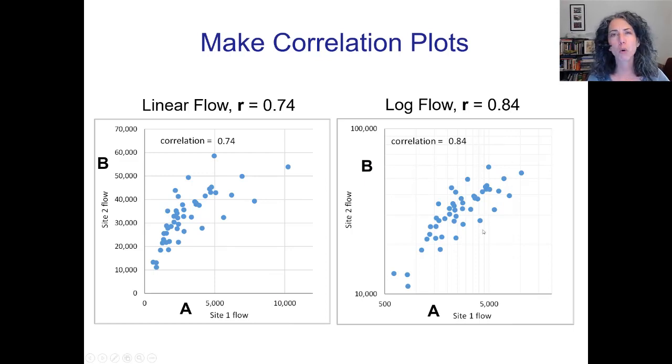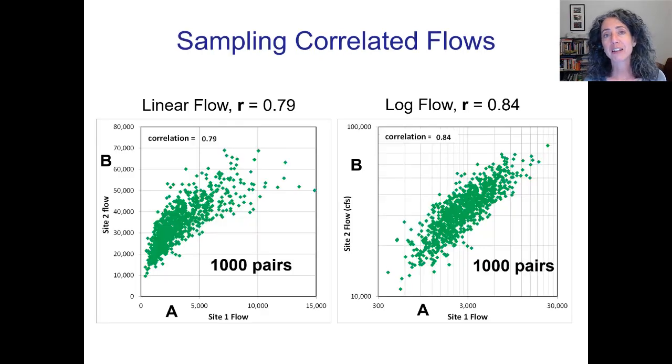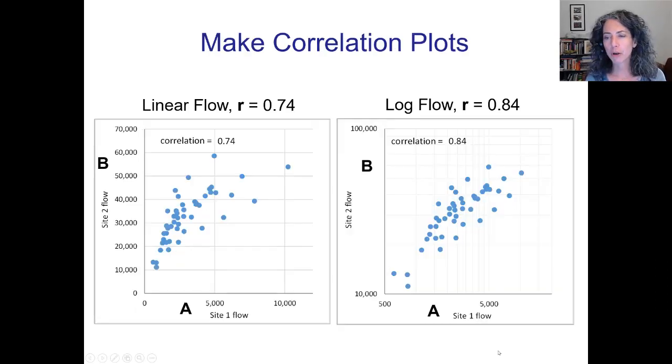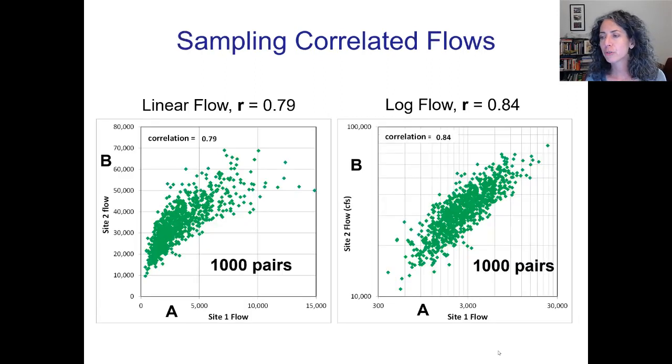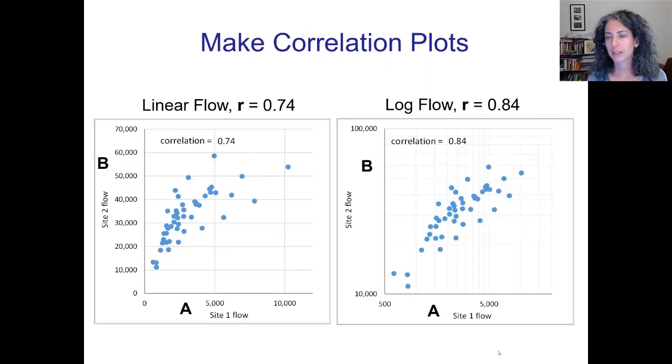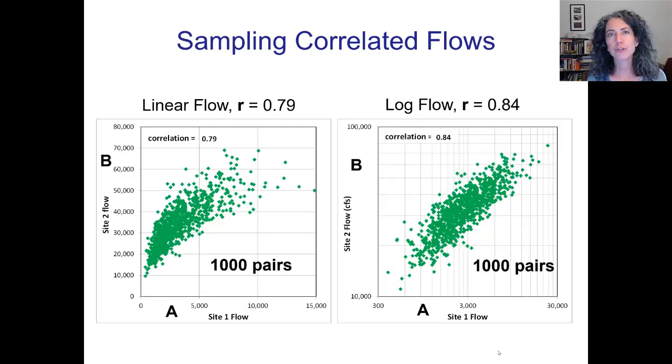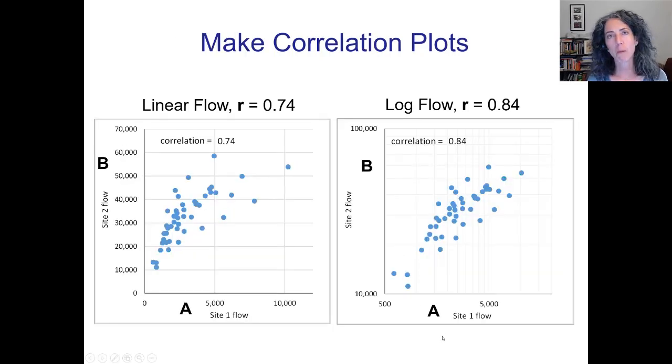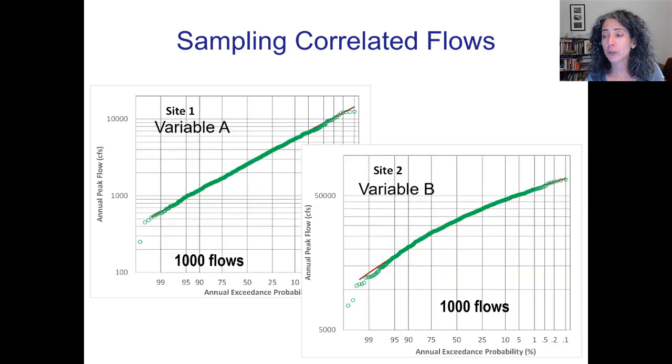So now when I do my correlated sampling, I want to be able to reproduce both these correlation plots and my frequency curves. If I generate 1,000 correlated values of each, maintaining the correlation and the distributions, on my left I have the linear, on my right I have the log space. I'm going to go back and forth from the original data to the simulated random values. You can see that the shapes are maintained, and also the marginal distributions of both A and B are maintained by these 1,000 random flows.